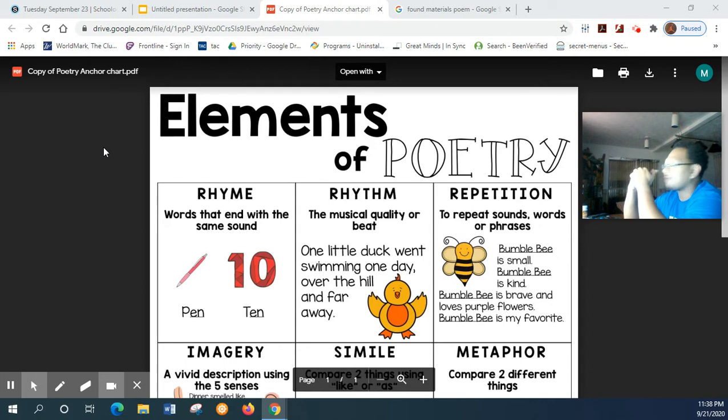We all like a good beat, right? One little duck went swimming one day over the hill and far away. See how that goes? That's old school. All right, repetition. To repeat sounds, words, or phrases. Bumblebee is small. Bumblebee is kind. Bumblebee is brave. And loves purple flowers. Bumblebee is my favorite. The main word they used over and over was bumblebee. Right? Moving on to the next one.